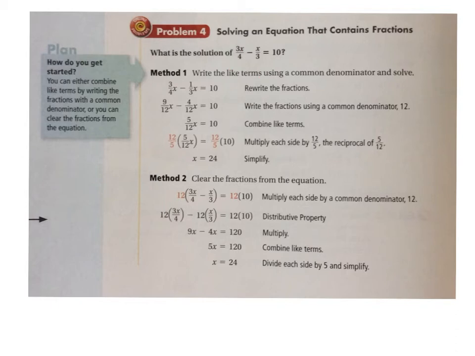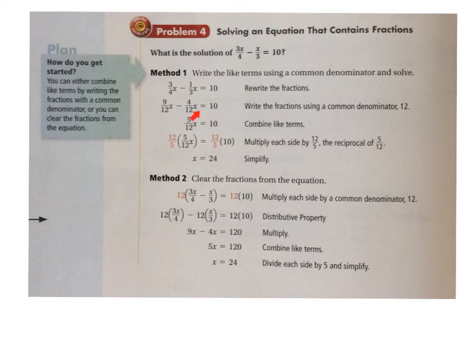Alrighty. So the problem here is, what is this solution? Now we've got to ask ourselves some stuff before we begin. First off, do these have a common denominator? If these two did, I could go ahead and combine some like terms, but they don't, so I can't. Method 1 is to write the like terms using a common denominator and solve. I'm not a big fan of that one, because I think it's more work.